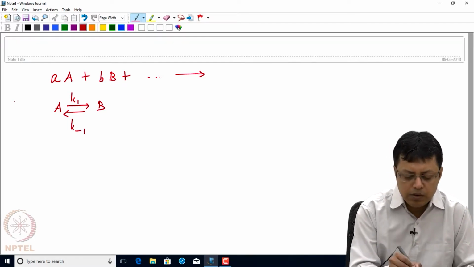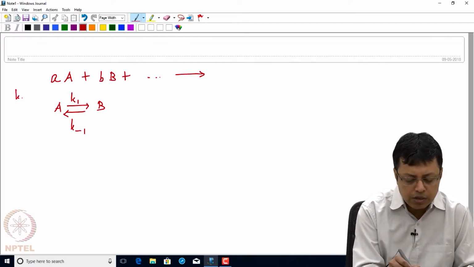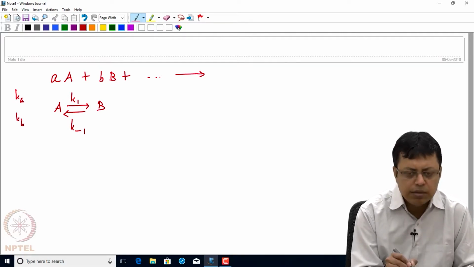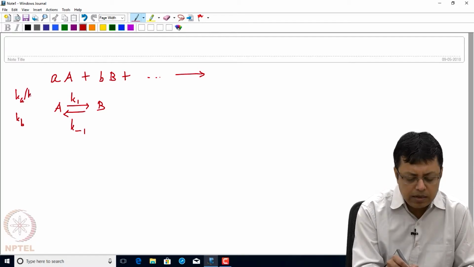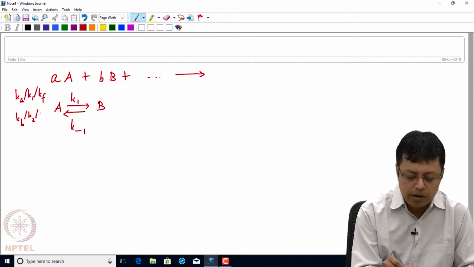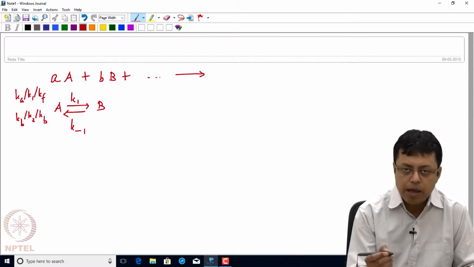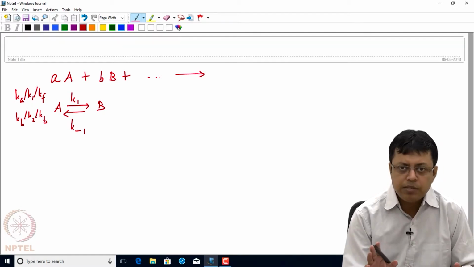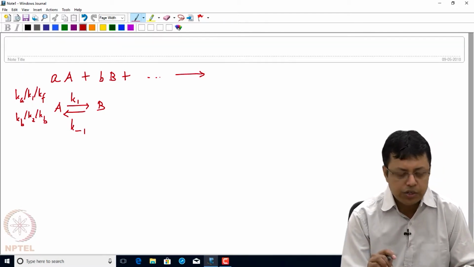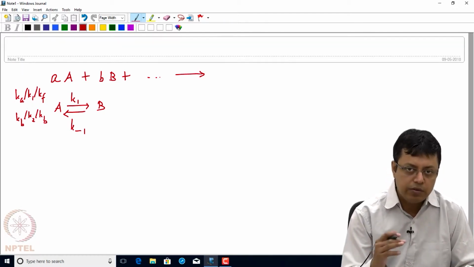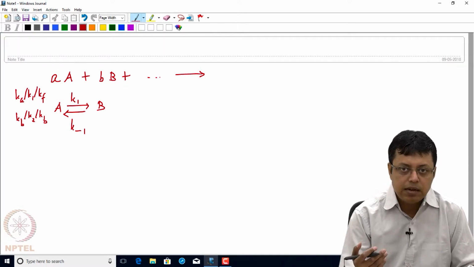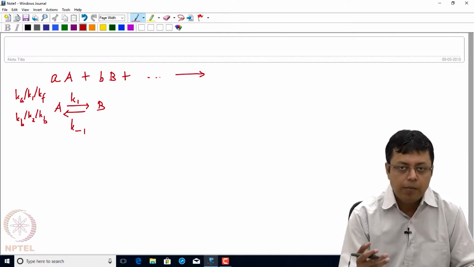Some textbooks use for the forward reaction a notation like Ka, and for the reverse reaction Kb, or sometimes K1 for the forward reaction and K2 for the reverse reaction. Some textbooks write Kf, F for forward, and Kb, B for backward. So I'm just using the 1 and -1 notation. -1 means it's in the opposite direction, opposite in the sense that A to B, by our choice, is the forward direction.